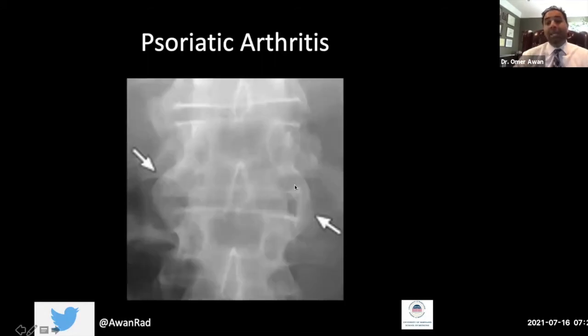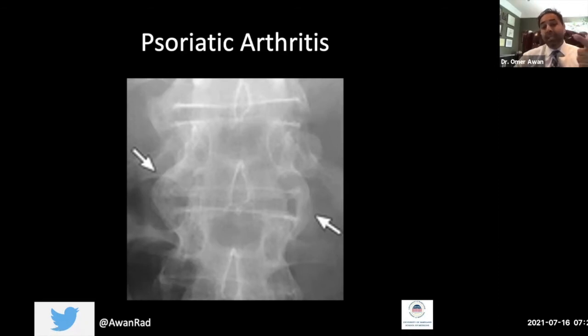This is another key finding that I haven't discussed yet. This is known as paravertebral ossification in the spine. This represents ossification of the paraspinal soft tissues, typically comma shaped, and it goes from kind of a midvertebral body to a midvertebral body. Okay, so this paravertebral ossification is only seen in psoriasis and reactive arthritis.